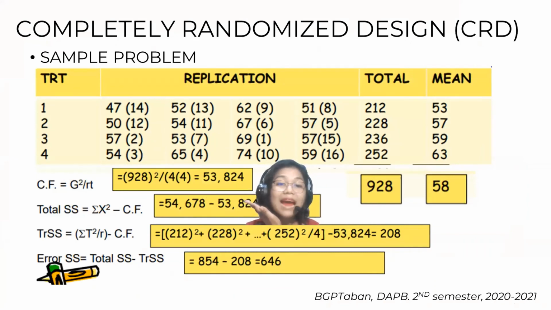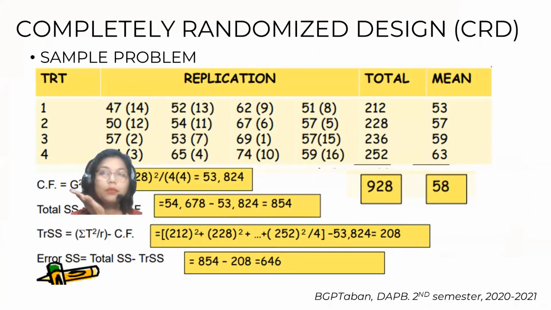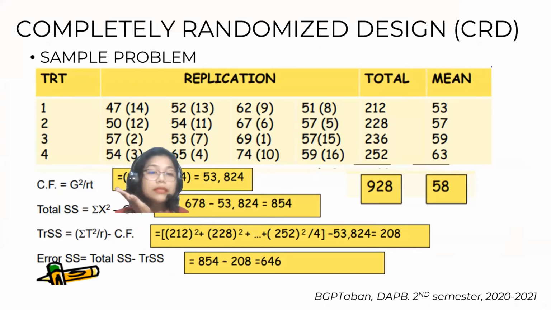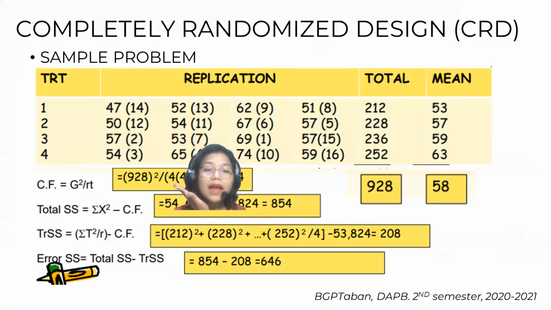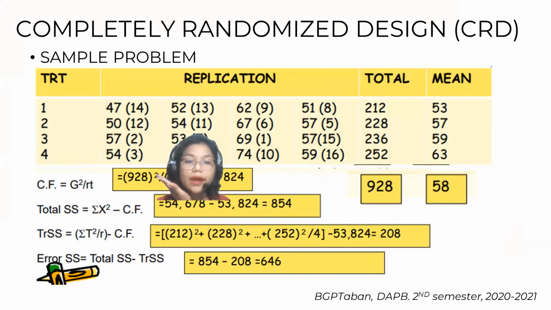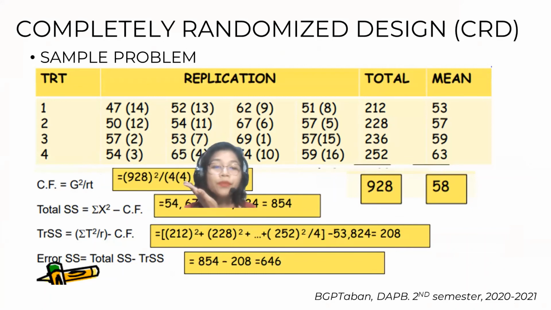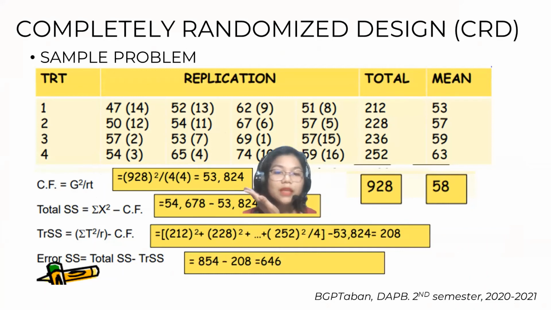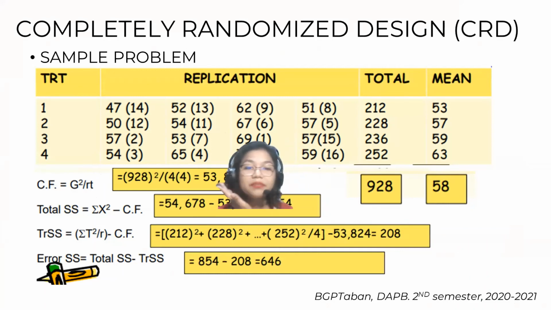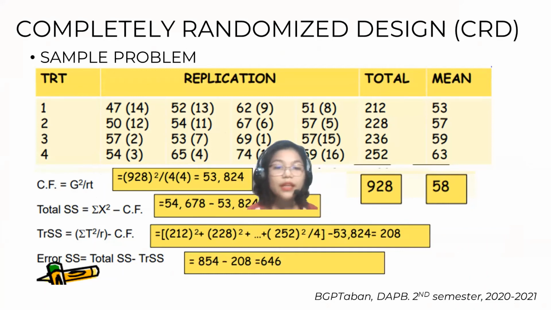GT kasi po grand total. So we just need to square the grand total. So 928 squared divided by RT. 4 din po yung ating replication tsaka treatment. So the answer is 53,828.